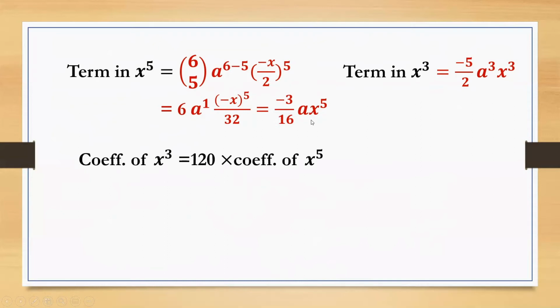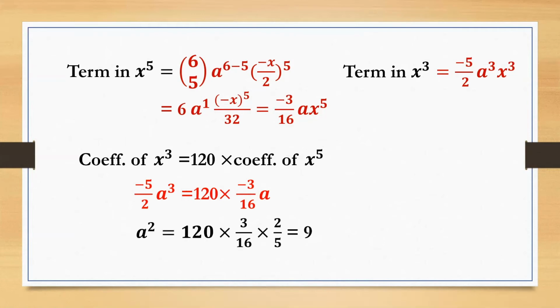So here we have the equation: minus 5 over 2 a cubed is equal to 120 times minus 3 over 16 a. So dividing both sides by a and multiplying both sides by negative 2 over 5, we will get a squared equal to 9. And the possible values of a will be plus or minus 3.